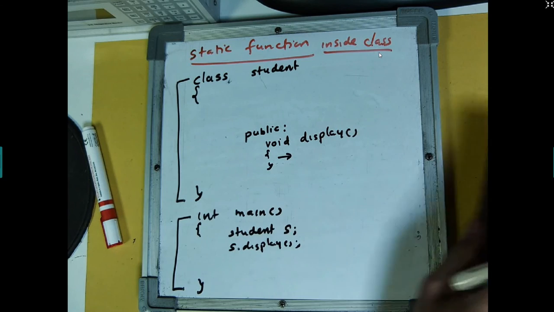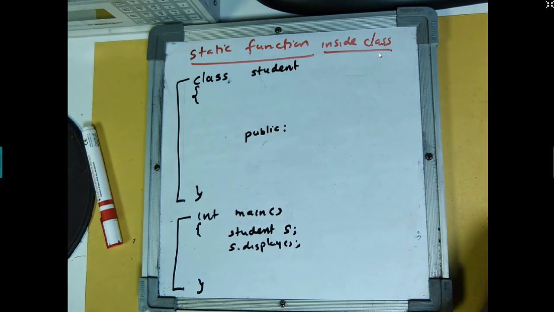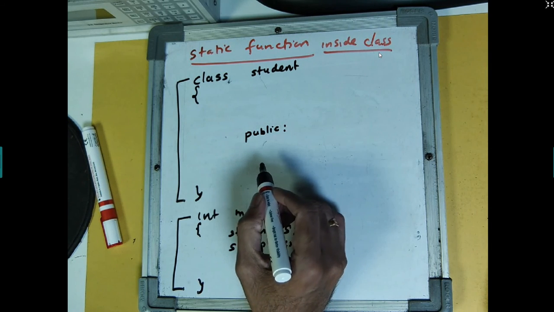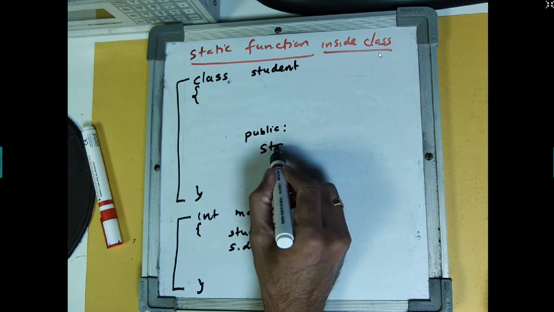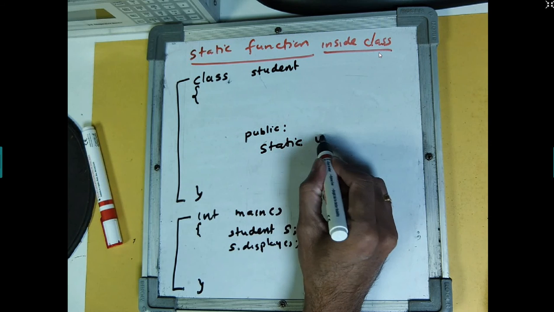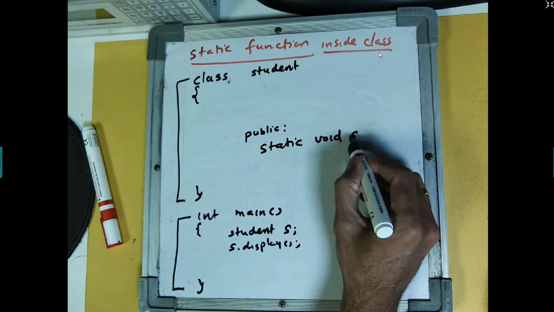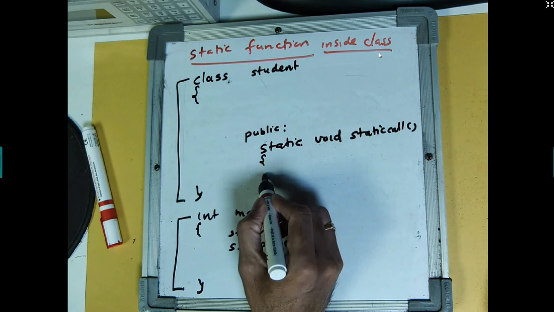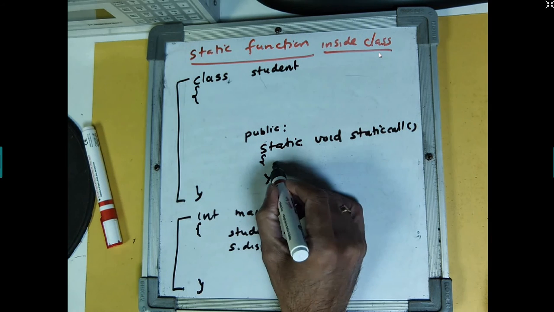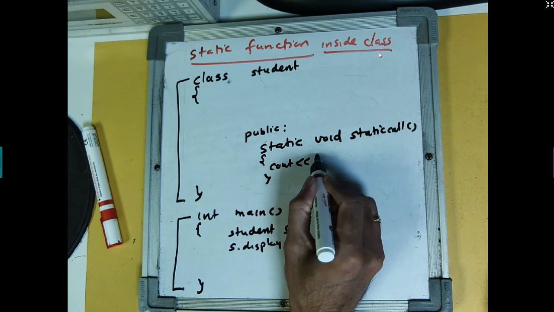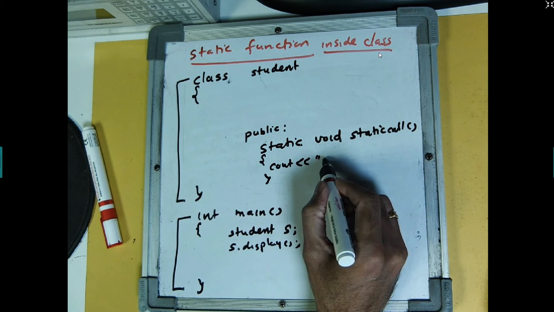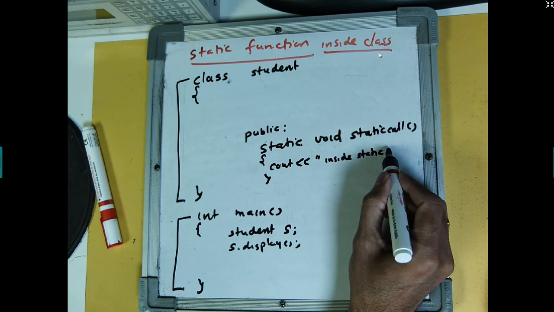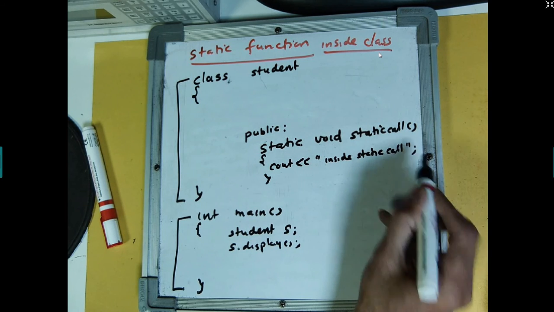So let's say I am now creating a function inside the public part, and I purposefully call this static void static call. This is a function which I have defined. Inside this I can say cout you are inside static call, something like that you write.